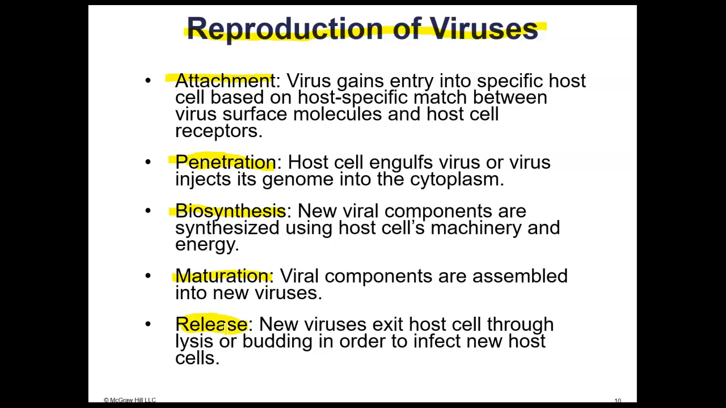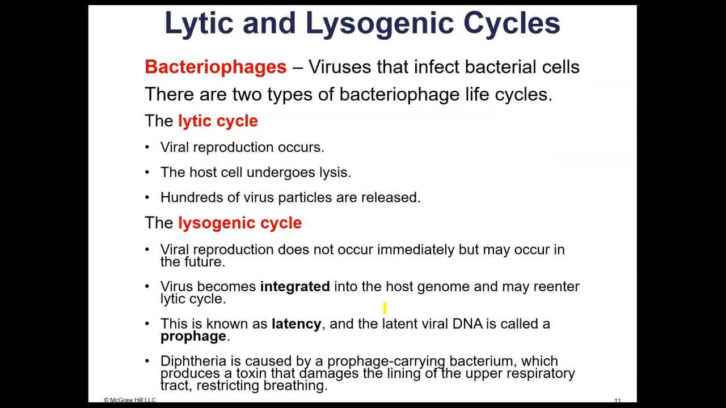Then all of those components are assembled into new viruses. That is the maturation step. And then the new viruses will be released from the cell. And sometimes this process will kill the cell, and sometimes it won't. It will just damage it. So those are the steps of viral reproduction.